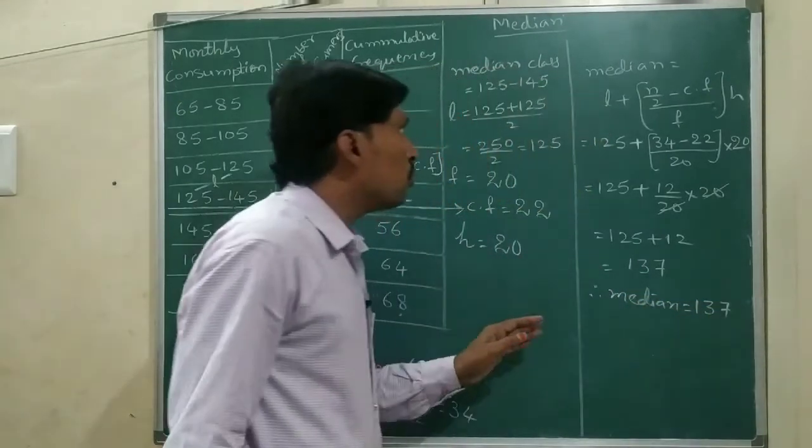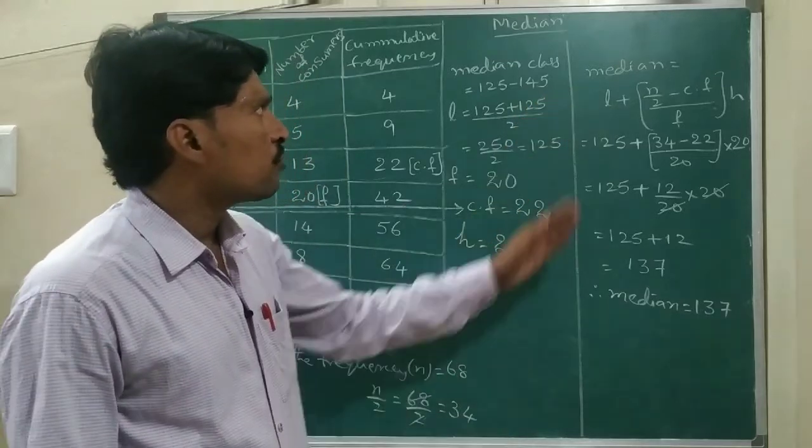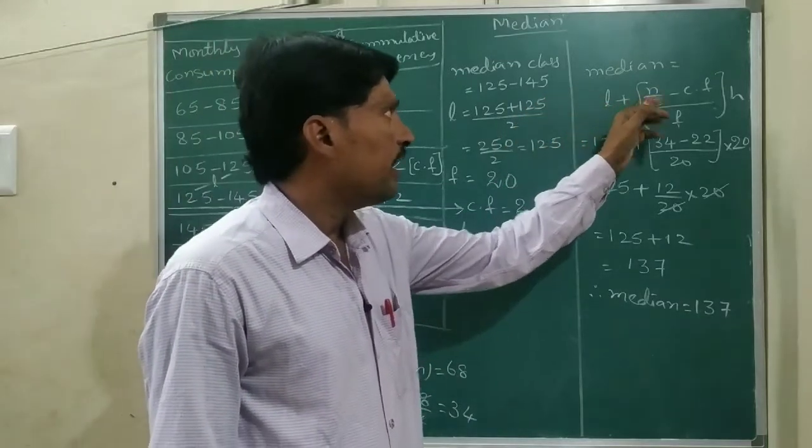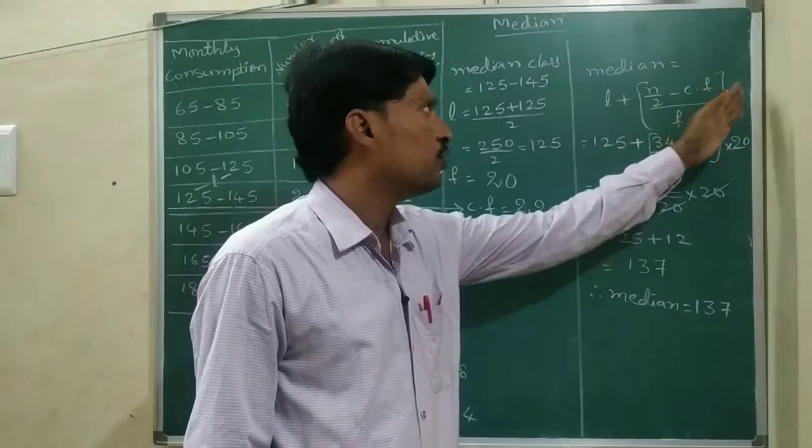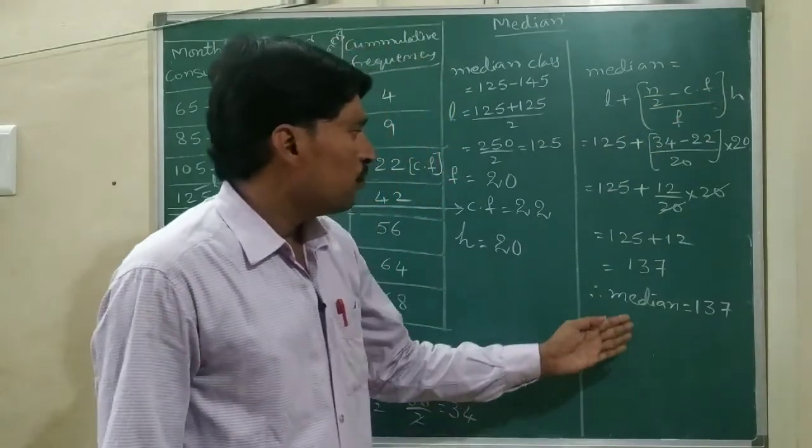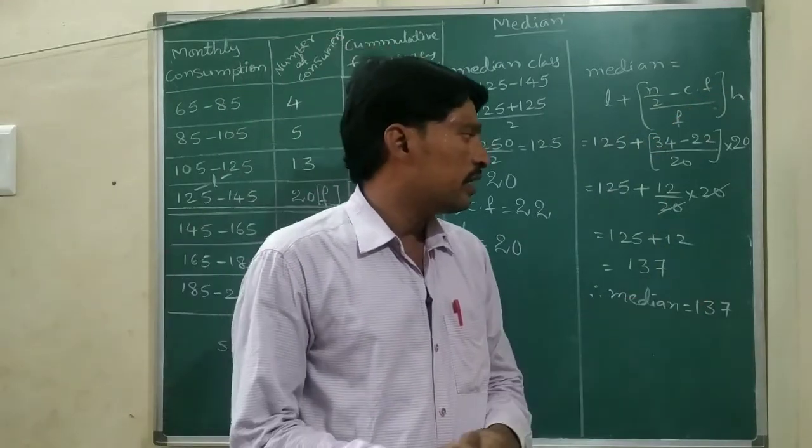So here for the median, what formula did we use? L plus (n by 2 minus Cf) by f into h is the median formula. We got the median is 137.